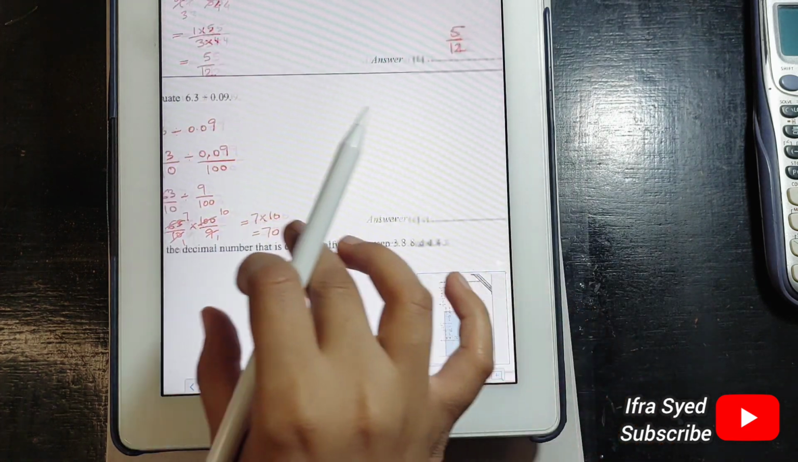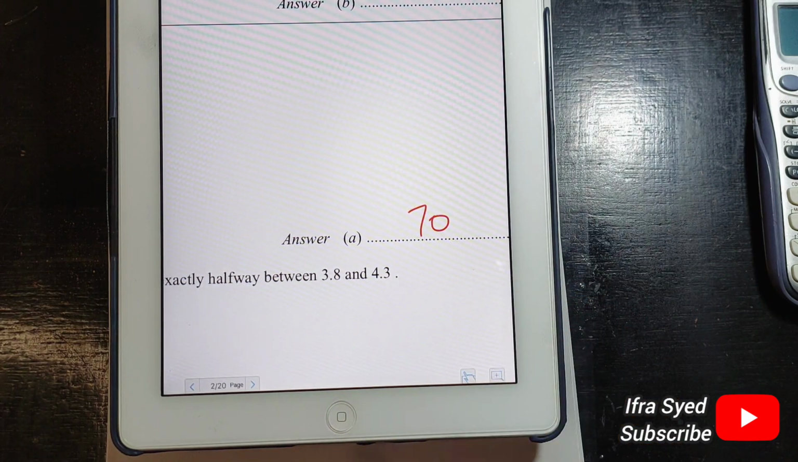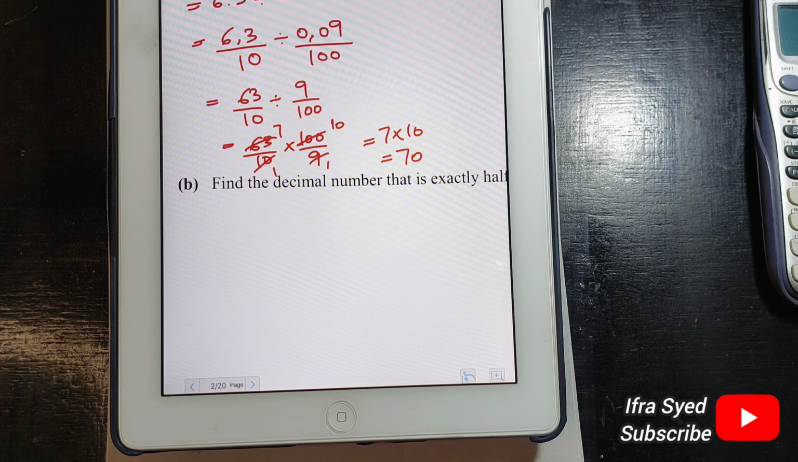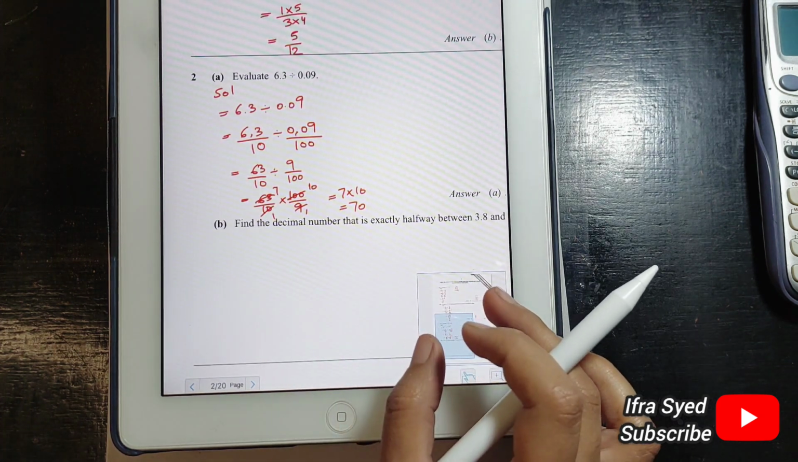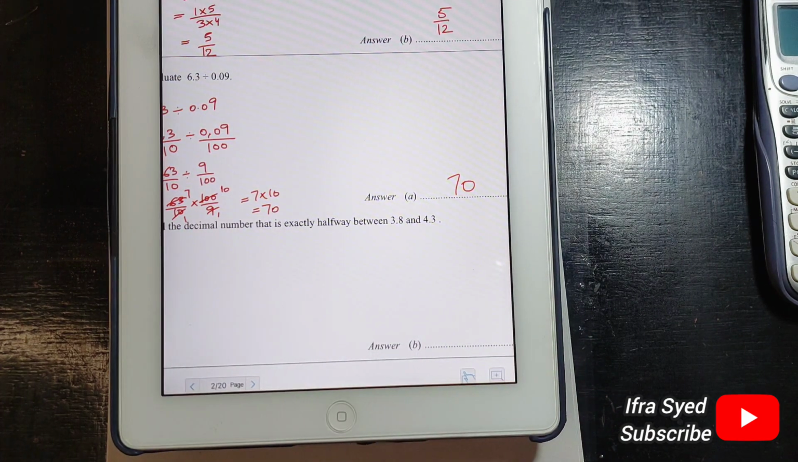Now I'm writing its answer in the answer box. So my answer is 70. Now let's move to its next part. The next part is B part, and in B part it is written: find the decimal number that is exactly halfway between 3.8 and 4.3.